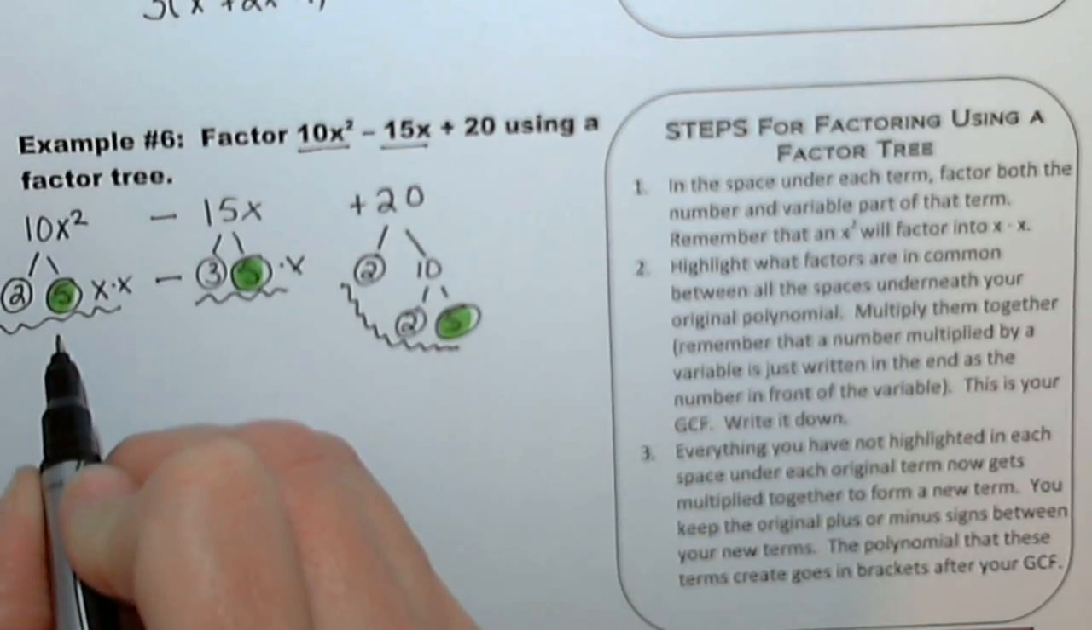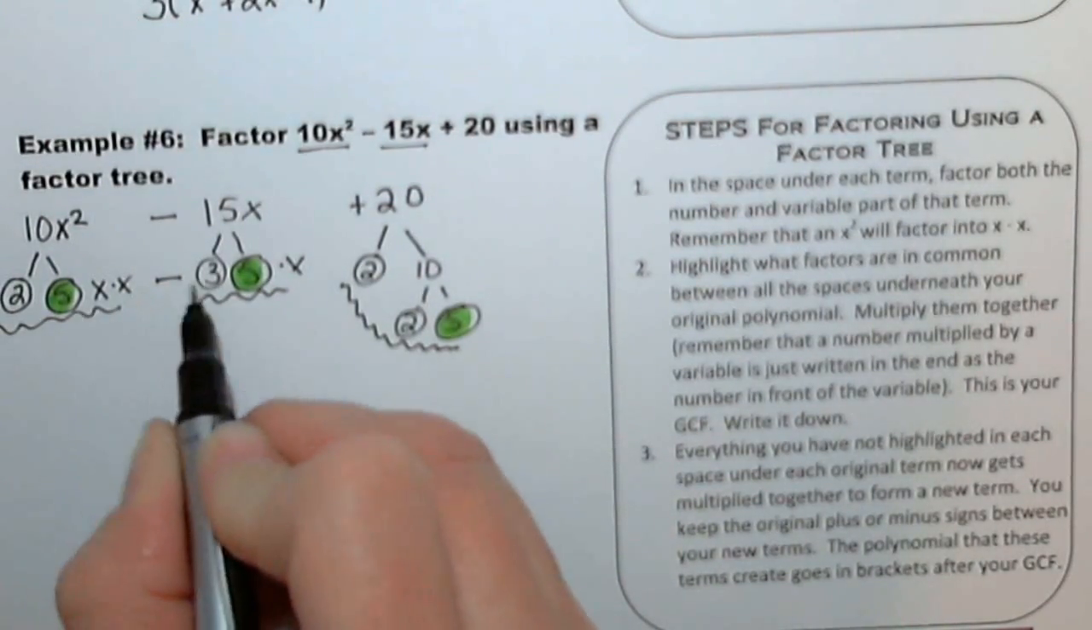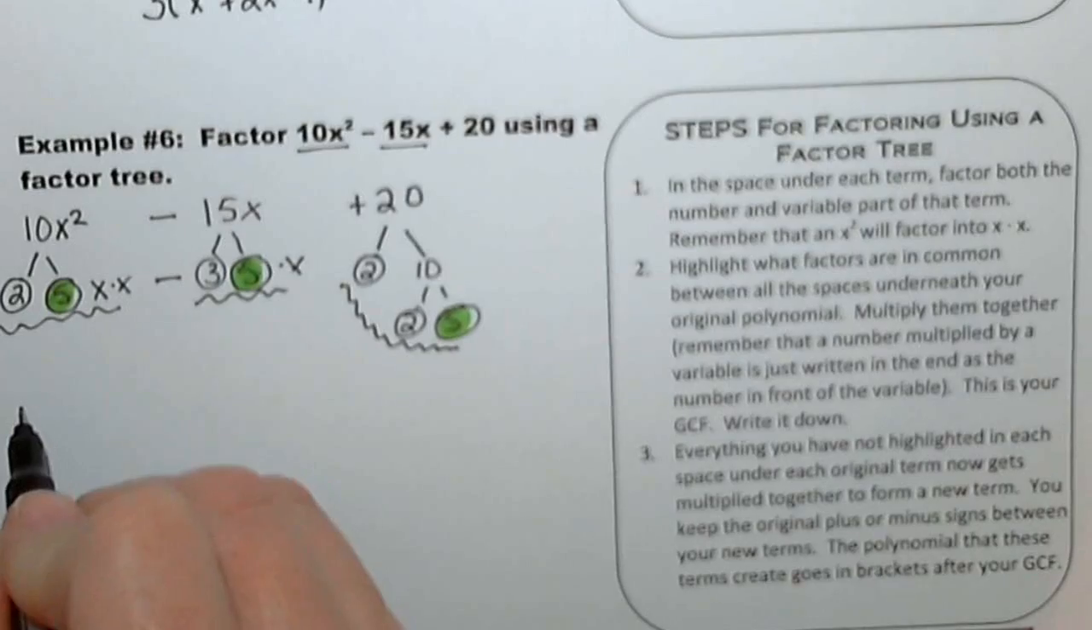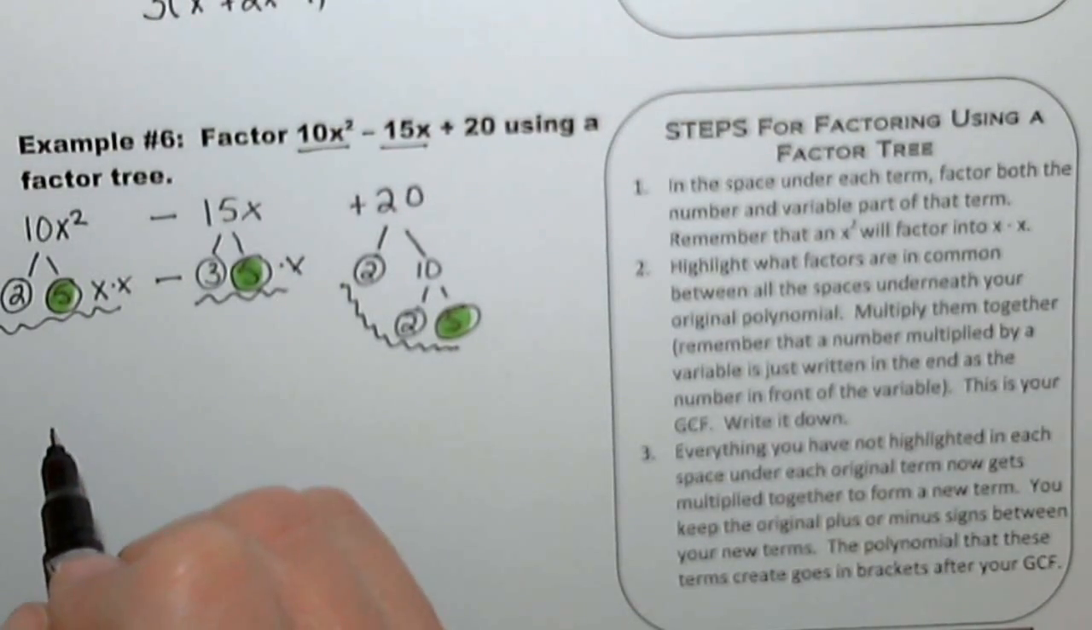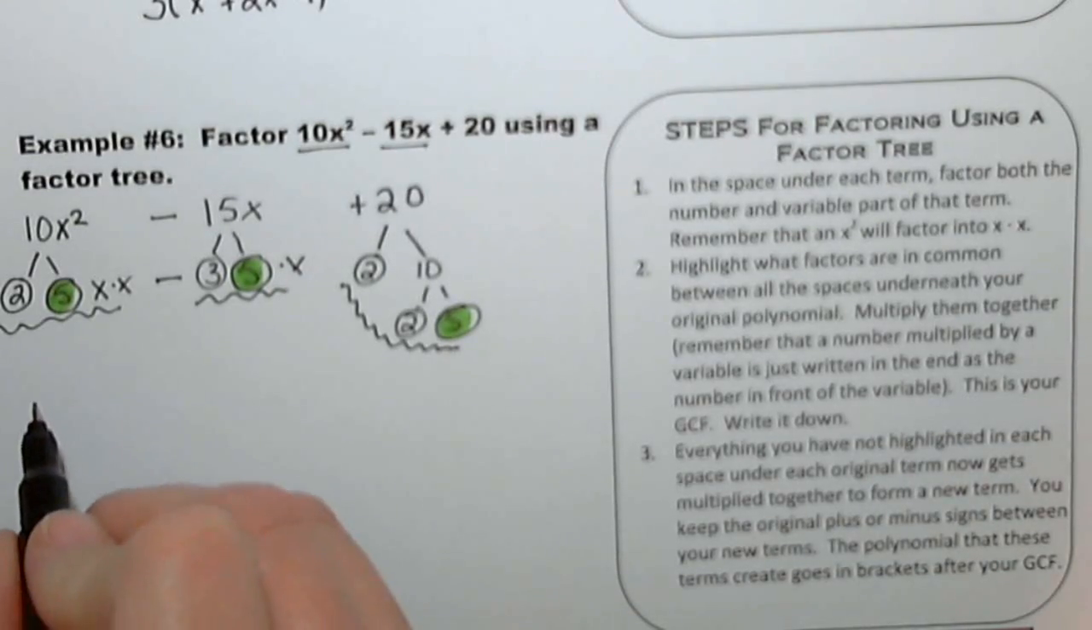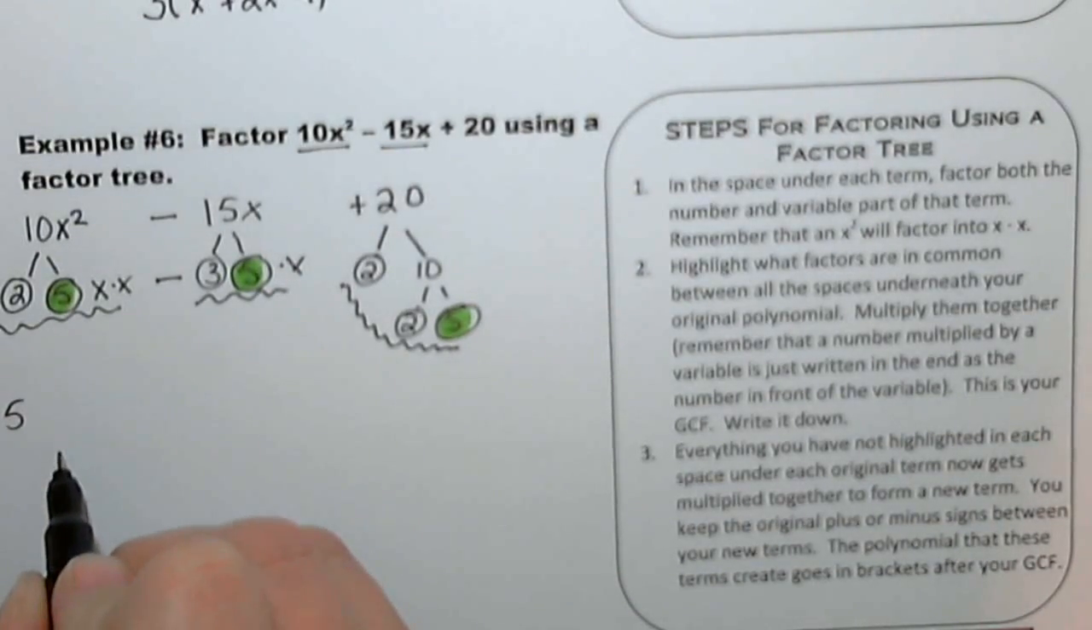And now what I'm going to do is I'm going to write down what I highlighted. In this case, it's just a 5. If I'd highlighted a 5 and a 3 in each case, then I would actually multiply those. But I just have a 5. So I'm going to write that down.